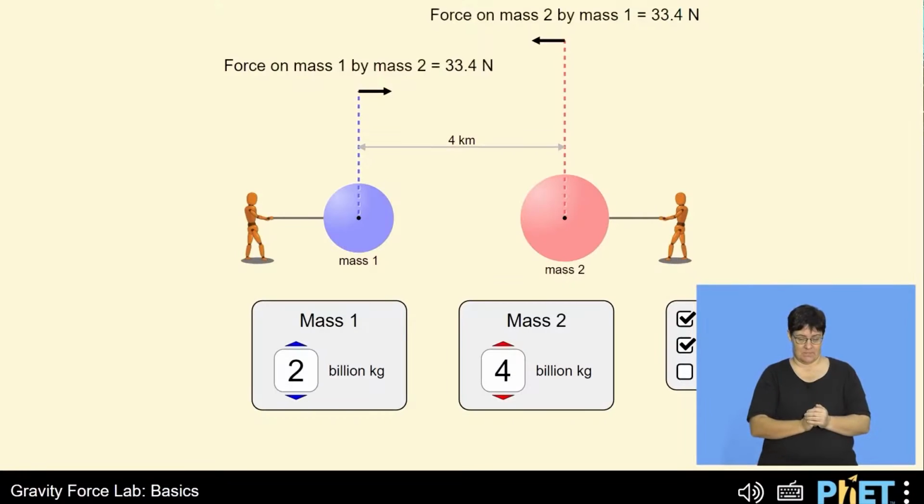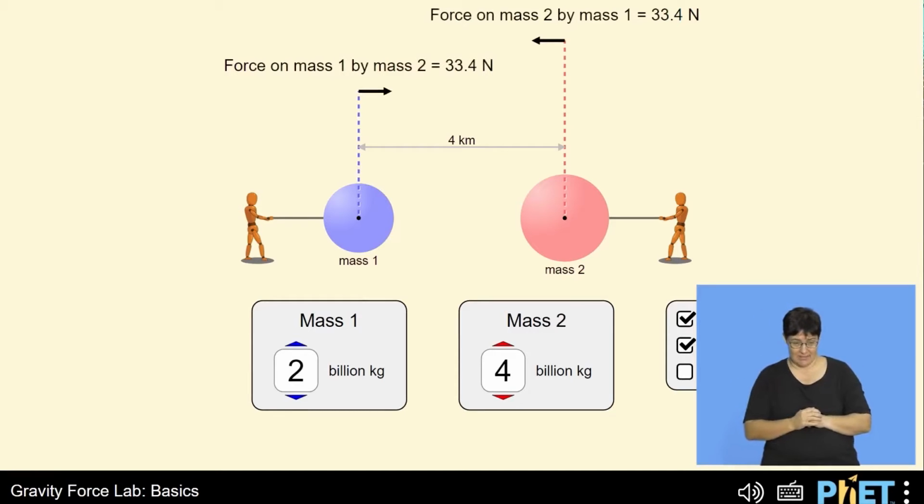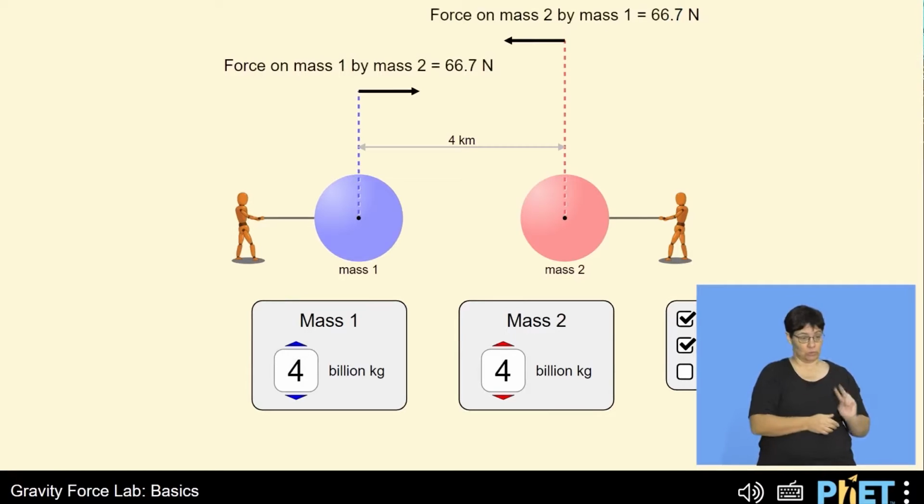What I want you to take note of is the black arrows at the top, because you can see that the pink mass, which is mass 2, is attracted to the blue one, and the blue one is attracted to the pink one. Here we're using billions of kilograms just because we want a decent size force. Let's see what happens if I take mass 1 and I double its mass. So now I make it 4.